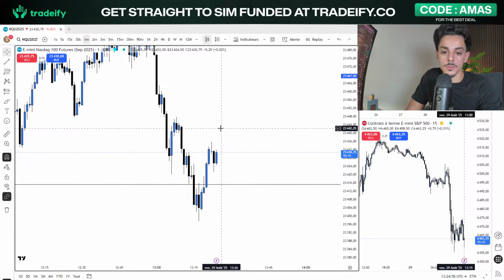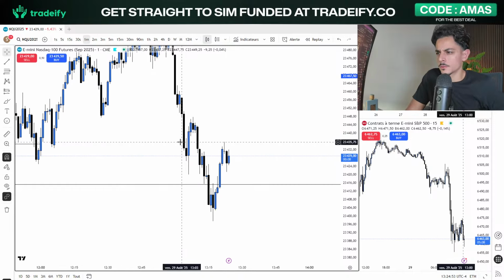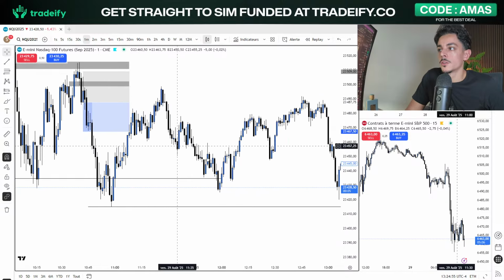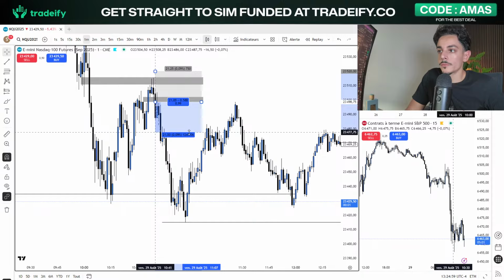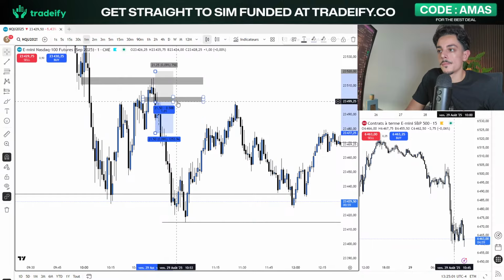So these were the two trades I saw. There were two, like three trades basically, but the one that I ended up taking on my eval was this one right here.